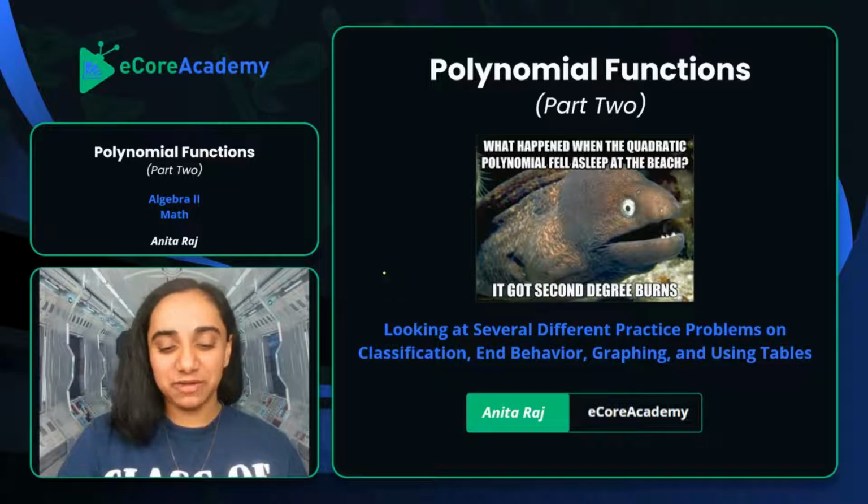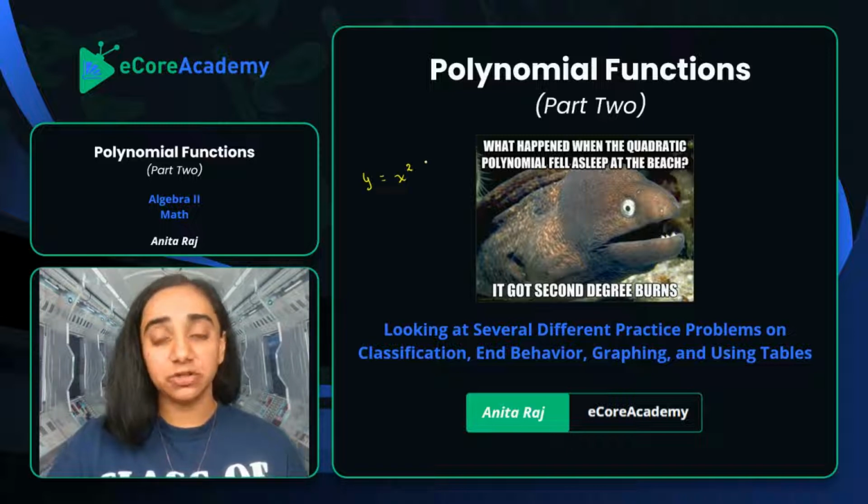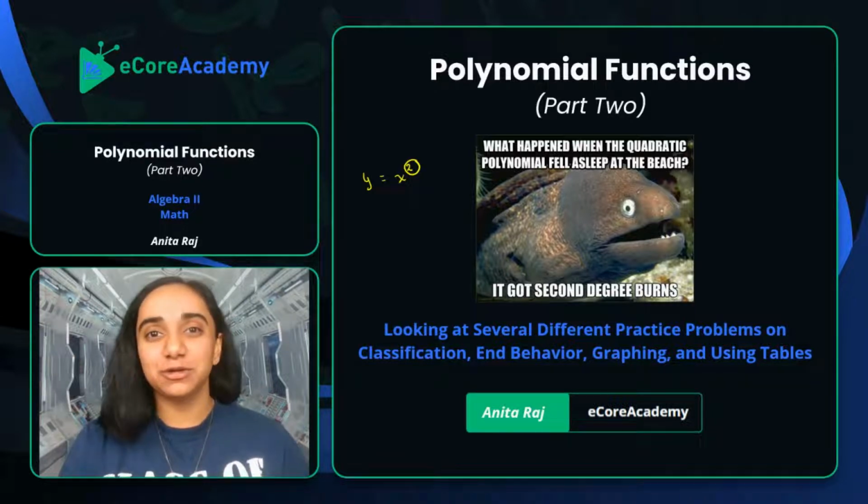I thought that was funny because if you all remember, the parent function for a quadratic is y equals x squared. This is what a quadratic is. And we're talking about degrees of polynomials. We're talking about the highest exponent in quadratics. The highest exponent is the x squared, and it's the 2. So this is a second-degree polynomial. So that's why they're saying it got second-degree burns from being out in the sun and getting toasted by the ultraviolet radiation.